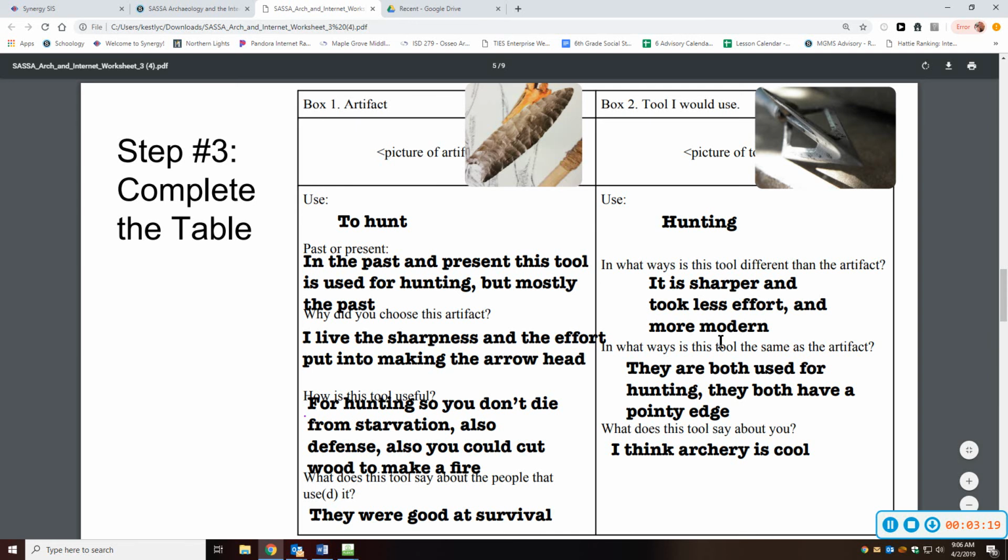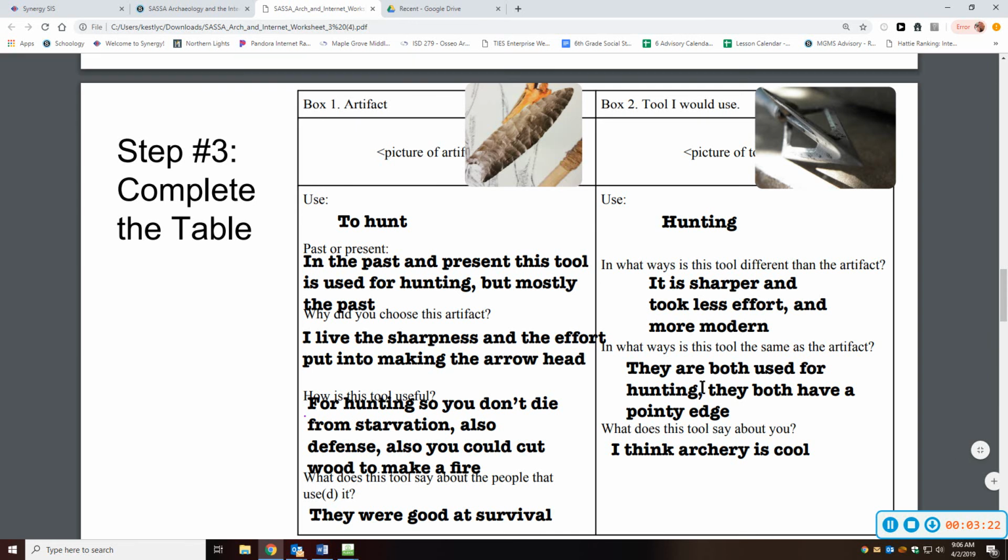In what ways is the tool the same as the artifact? They're both used for hunting. They both have a pointy edge. What does this tool say about you? He thinks archery is cool.